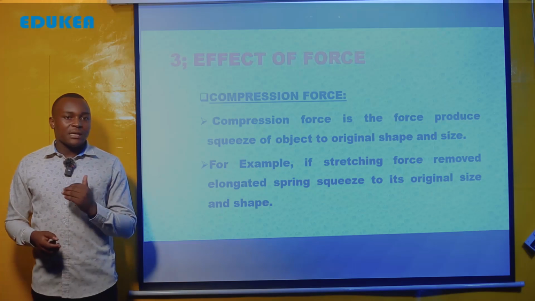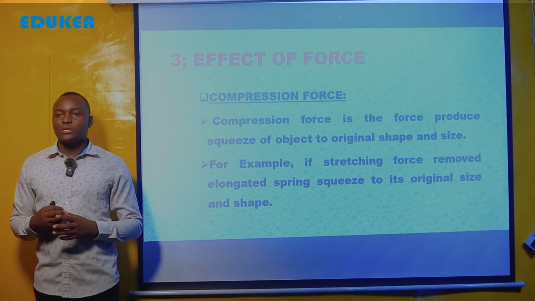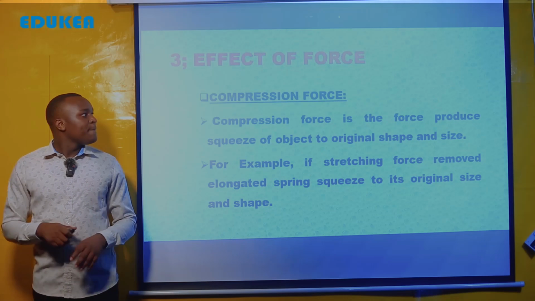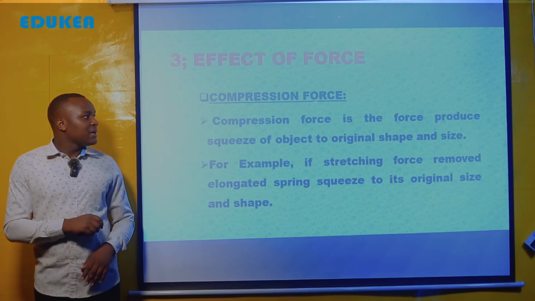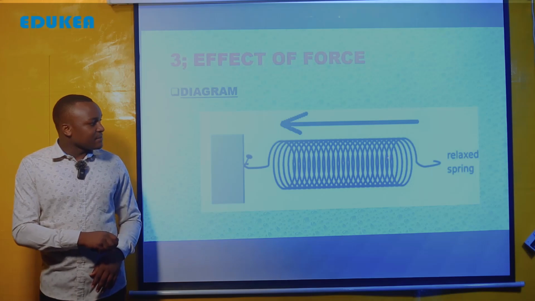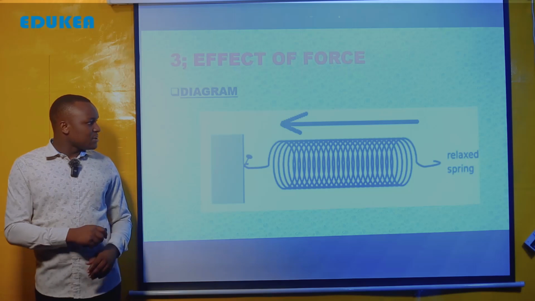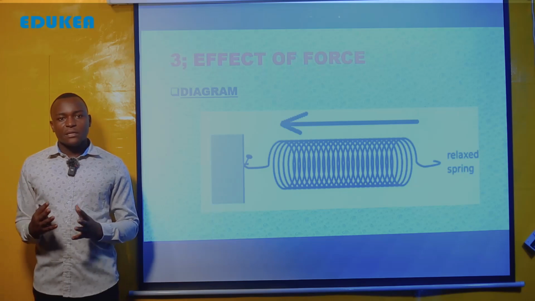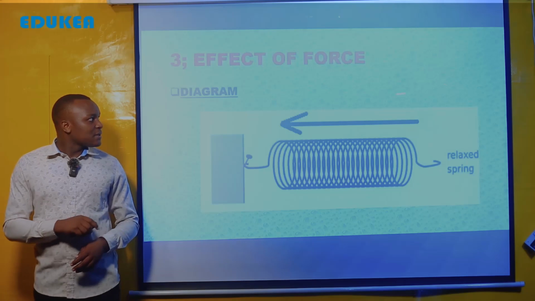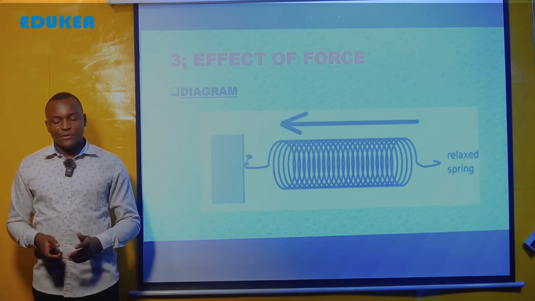After removing a stretching force, the spring will compress itself to return to its original shape and size. The kind of force that exists when the spring is returning to its original shape and size is what we call a compression force. As you can see on the diagram, the spring returns to its original shape, so it compresses itself, and the force existing is what we call a compression force.